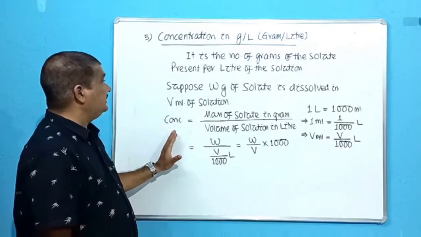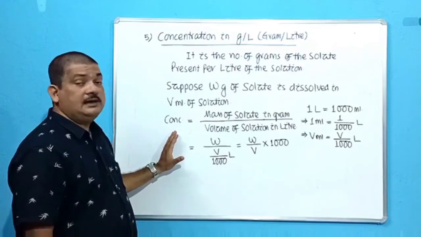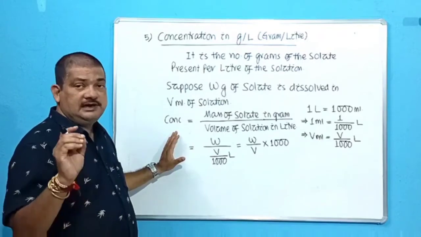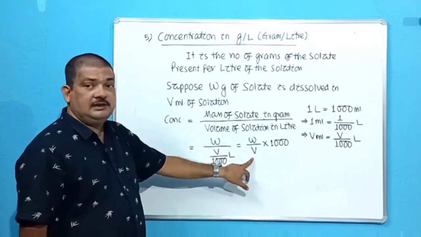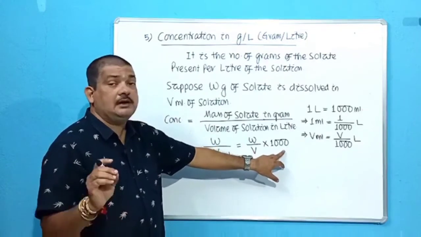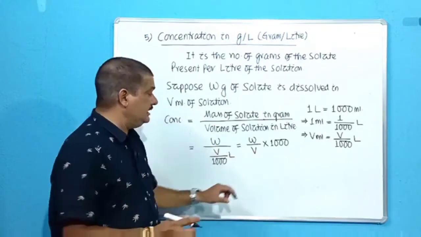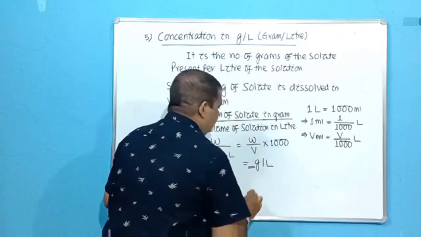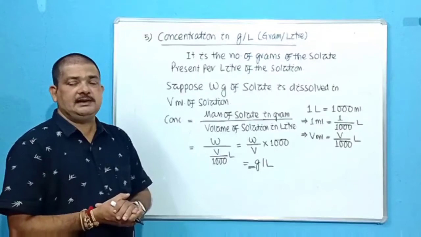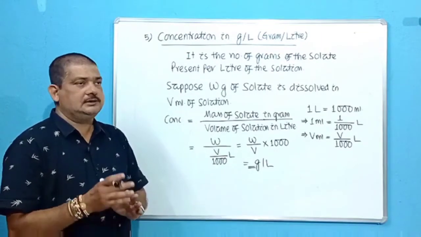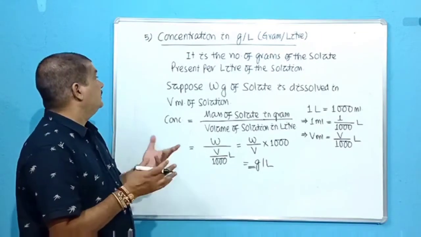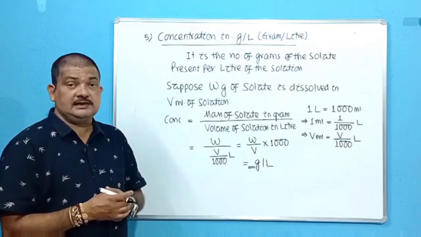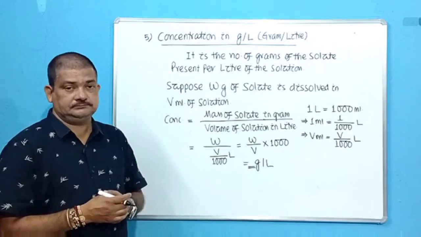So this is how to find out the concentration of a solution in terms of grams per liter. Whatever the mass of the solute given to you, you divide it by the given volume in milliliter and multiply it by 1000. You will get the answer directly in gram per liter. Okay. So these are the two units, that is concentration in grams per liter and parts per million. Next we will go to another important one, that is mole fraction.